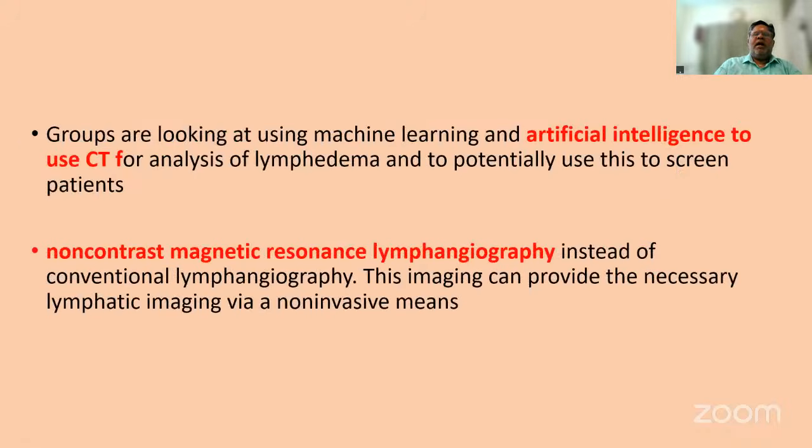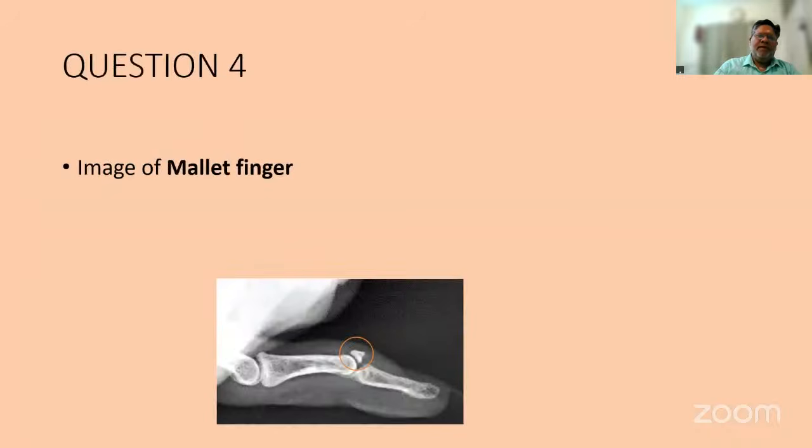Other than this, artificial intelligence can be used, and non-contrast magnetic resonance lymphangiography are the latest tests. So this is a summary of the various diagnostic tests: lymphoscintigraphy, lymphangiography, MRI lymphangiography, artificial intelligence, bioimpedance spectroscopy, and non-contrast MR lymphangiography.